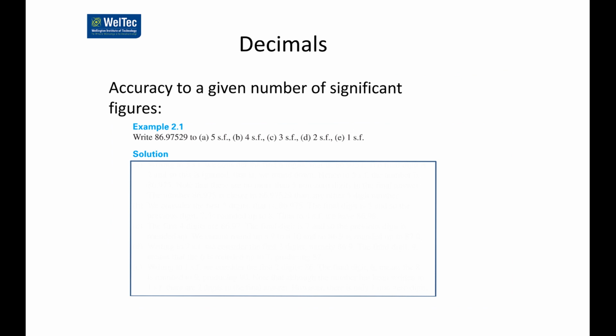Similarly, we can use significant figures to approximate a number. Let's have a look at the first one. The first one says 5 significant figures, so we have 86.97529. So we'll look at the 6 digits, 1, 2, 3, 4, 5, 6. And if we look at that, the 2 is less than halfway, so we're going to round down. So our answer would be 86.975.